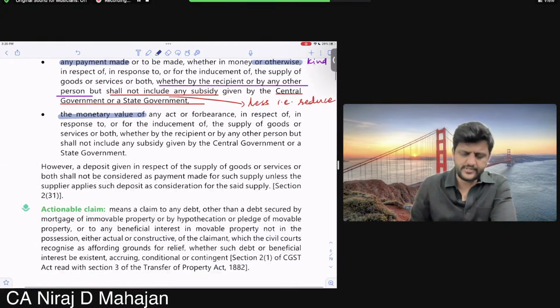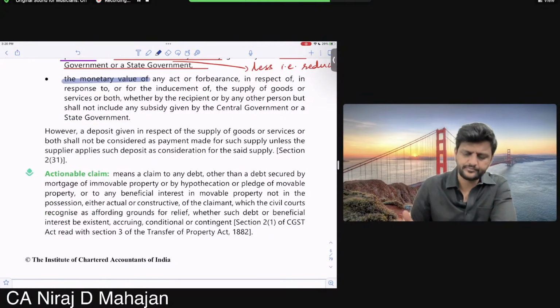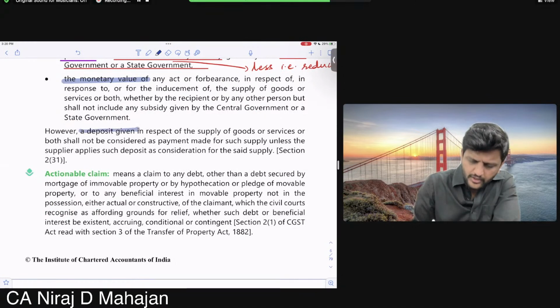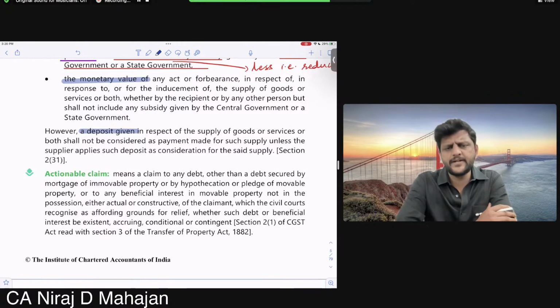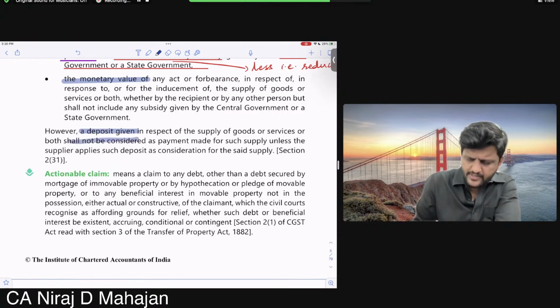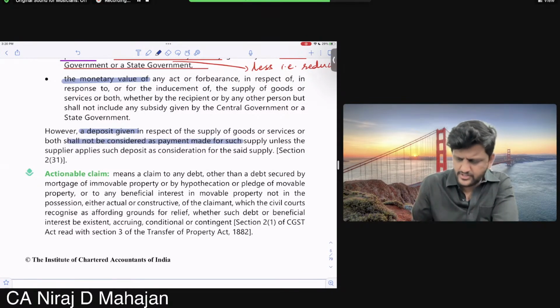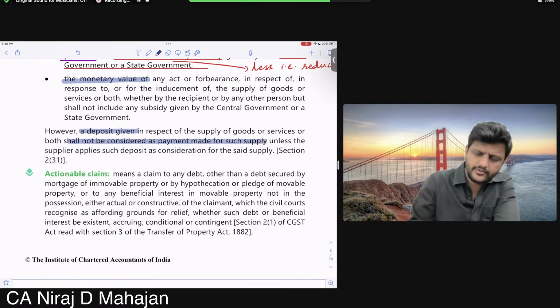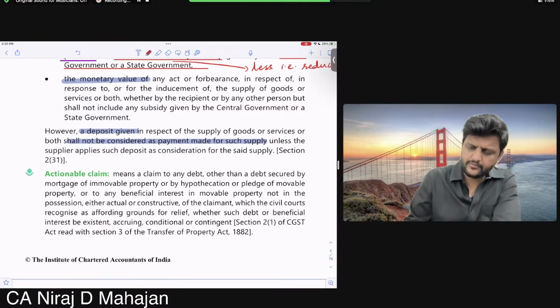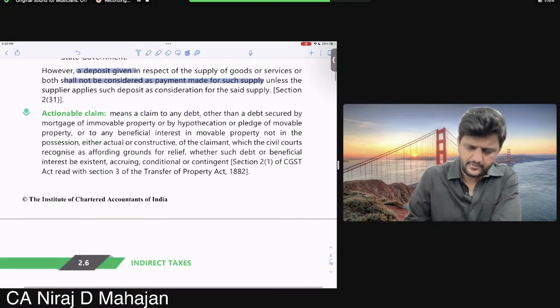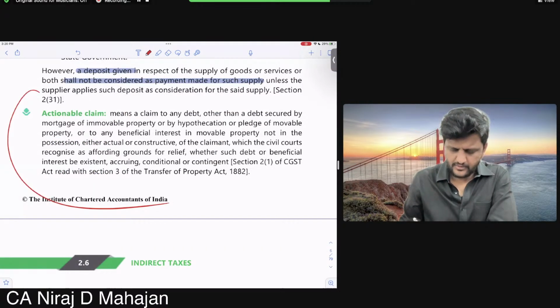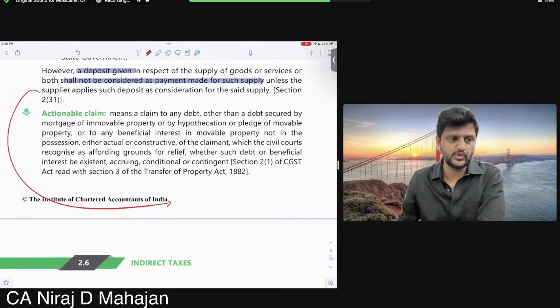Let me just touch upon this example. However, pay attention. A deposit given in respect of supply of goods or services shall not be considered as payment made for such supply. Over there, but you can write an example. I'll give you an example. Just first understand. This I think we had already covered in the chapter of house property.